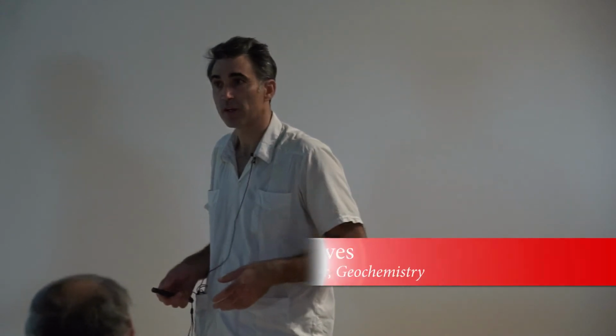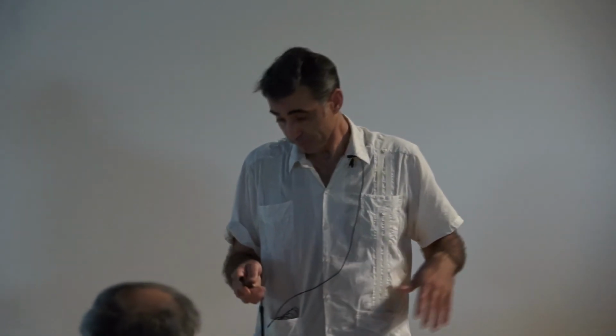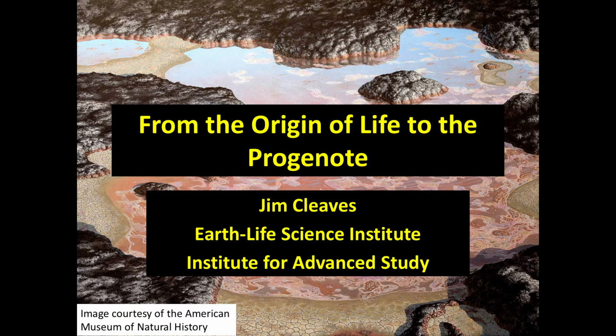It's really my pleasure to be here today to tell you about some of the work we do at ELSI. I'm going to cover the topic of how we go from the origin of life to something a little more complicated that we think could have been the ancestor of all the living things we see on the planet today. I am a chemist, so I tend to think of this in chemical terms, as a chemical problem, so bear that in mind.